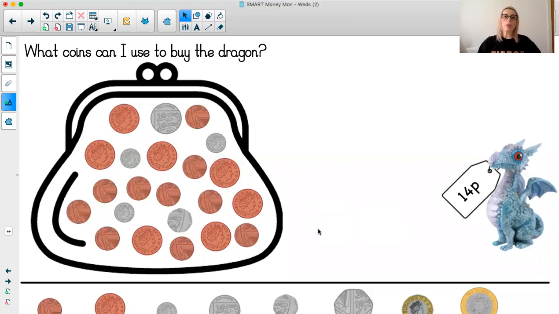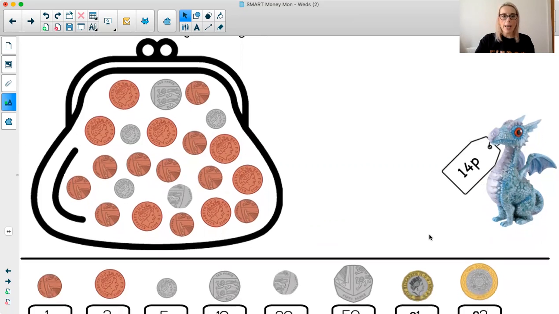Now, oh, I would like to buy this dragon. Can you see how much this dragon is worth? It is on sale for 14p. Now, I have this purse full of money. And how many different ways could I buy this dragon just using these coins?